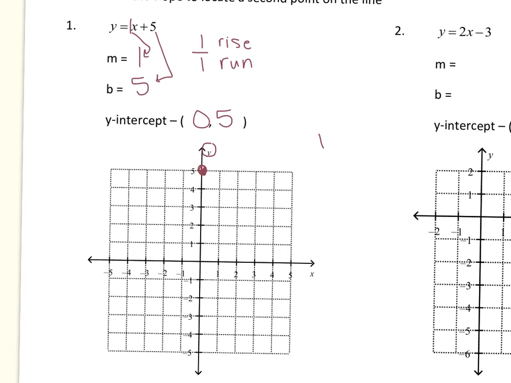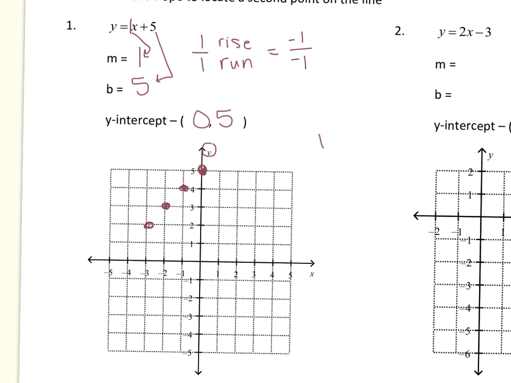Now if you can see, if I rise 1 and run 1, I'd be here and that's off the grid. So what I'm going to do instead is from my y-intercept, I'm going to fall 1 and go to the left 1. Because rising 1, running 1 is actually the same thing as negative 1 over negative 1. So down 1 to the left 1. You can do that a few times. Go down another 1 to the left 1.